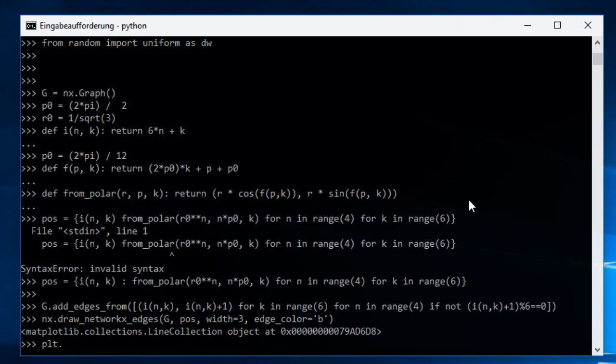So I tried this before once, and I need to set the aspect ratio to equal, otherwise it doesn't look good. So I just copied that from the tutorial. Equal, and then there's another argument.